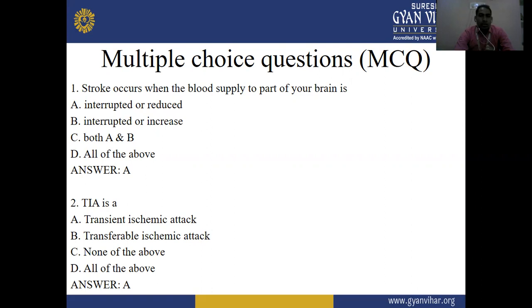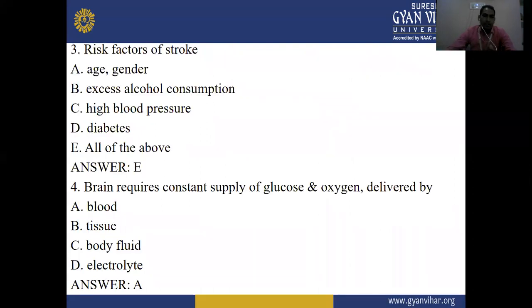Stroke occurs when the blood supply to your brain is interrupted or reduced. Next question: TIA. TIA is a: option A, transient ischemic attack; option B, transferable ischemic attack; option C, none of the above; option D, all of the above. The right answer is A, transient ischemic attack.